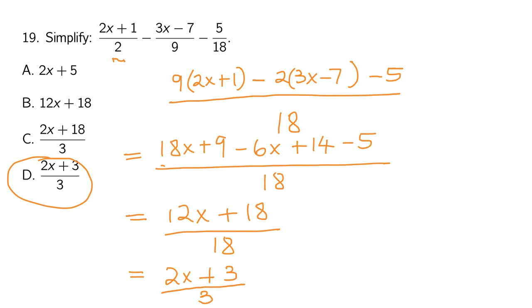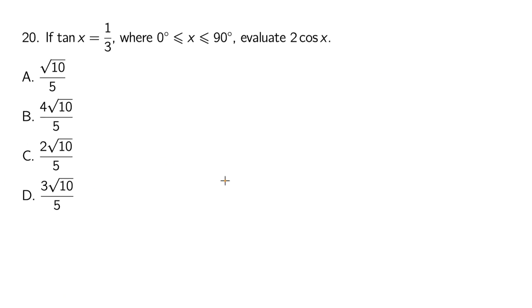The next question is question 20. It says if tan x equals 1/3 and x is between 0 and 90 degrees, so x is an acute angle, evaluate 2 cos x. So here we will use SOHCAHTOA. And we are dealing with tangent here, so we are interested in the TOA. That's what we're going to use.